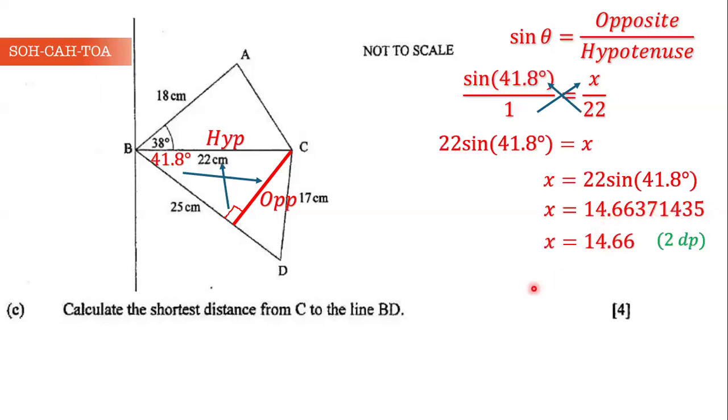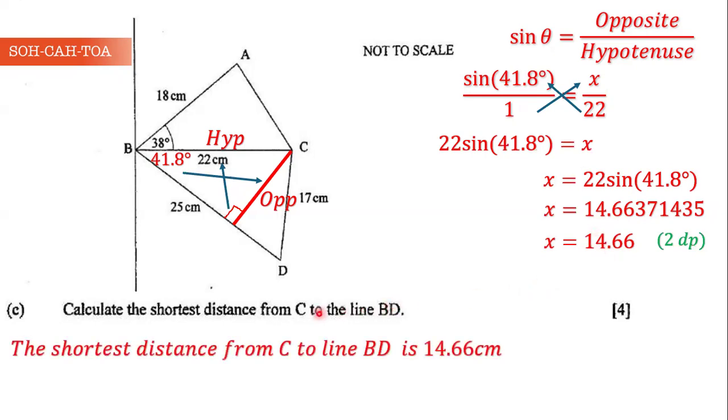And so that means that the shortest distance from C to line BD is 14.66 centimeters, and that's correct to 2 decimal places. And that's the answer to this question.